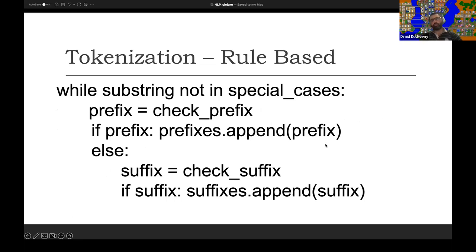And here you have a code, I won't go into the details. Basically, it checks the prefixes, and if it matches one of the cases, it appends, and then checks the suffix and so on. The details are not very important.